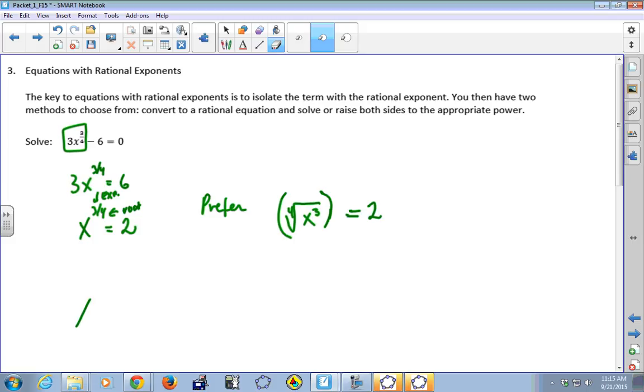So this is what we want. We want x equals some number. We want a solution. What's the power on x right now? And in this imagined answer here, what would be the power on x? 1. So somehow I have to do something to both sides of this equation so x to the 3/4 turns into x to the 1st. Well, the only thing I can do is raise both sides of that equation to a power, just like I did back here.